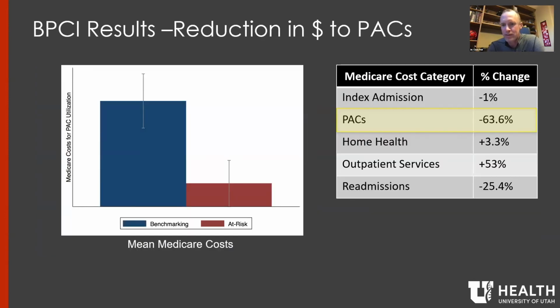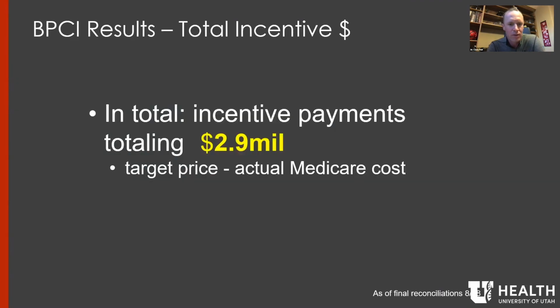So we went into BPCI, and even with that, we followed the leaders before us. We decreased the utilization of post-acute care. We saved the hospital a ton of money. In the 2 years, they got $2.9 million back when they took the target price to the actual Medicare cost. They give you the incentive back. And that was a very successful initiative for us.